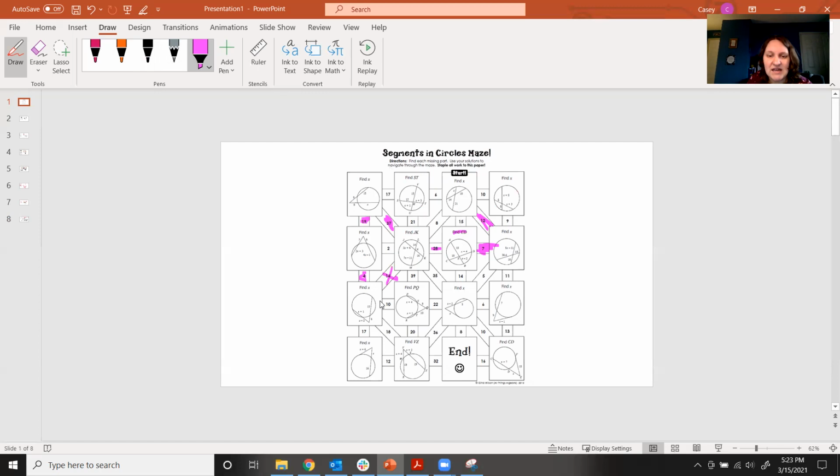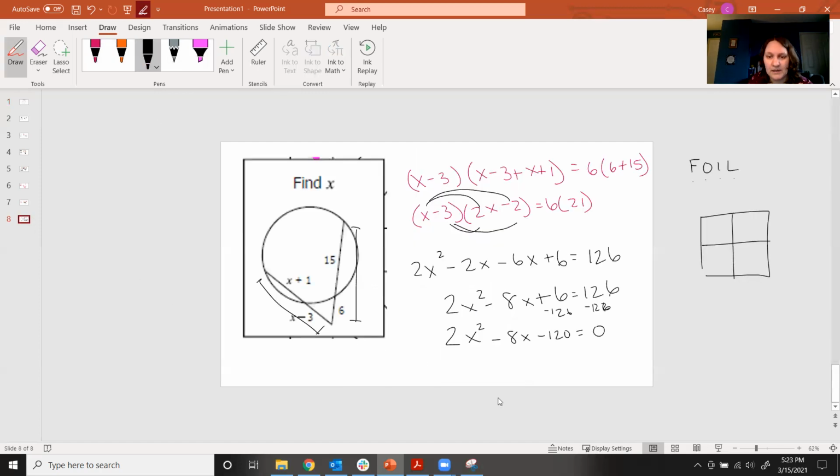So I'm going to take 10 and just plug it in for x and see if it works. Okay, so this would be 2 times 10 squared minus 8 times 10 minus 120. 10 squared is 100, times 2 is 200, minus 80 minus 120. Does that equal 0? 200 minus 80 minus 120. We got lucky on the first try. It does equal 0, so our answer has to be x equals 10.